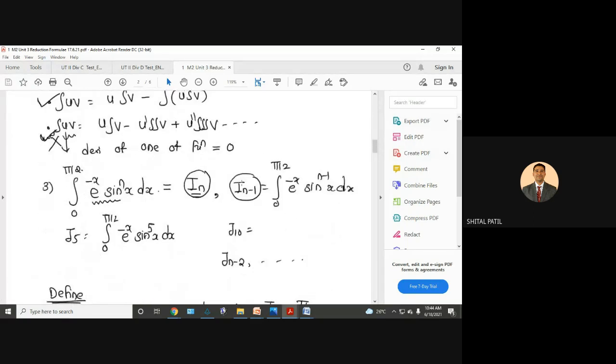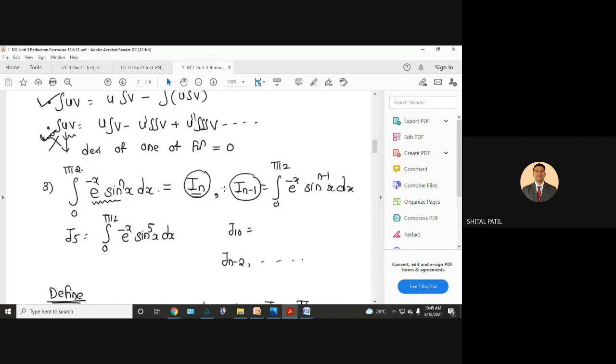Suppose we have an integral I_n of this form: integration from 0 to pi by 2 of e raised to minus x sine raised to n x dx. So this n is here in I_n. As the power of sine term will change, this I_n will change. For example, I_(n-1) will be like this. All remaining terms will be as it is, only the power of sine will be n minus 1.